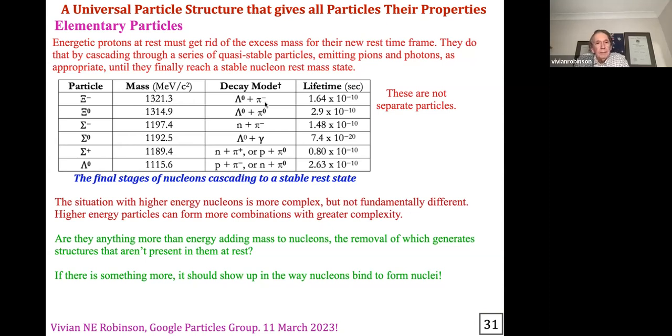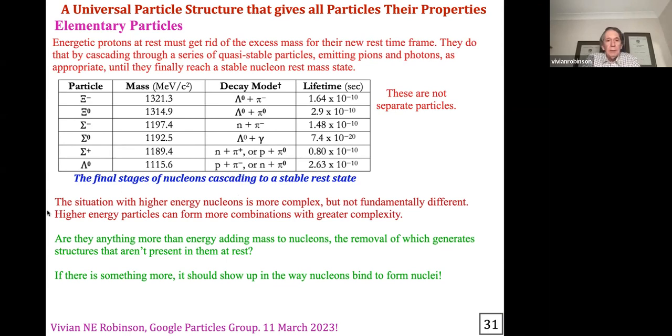This particle generates that plus a pion, this one, that plus a pion, neutron plus a pion, and they're all generating pions. And what they respectively suggest is that these are not separate particles. They are simply the final stages of nucleons cascading to a stable rest state.